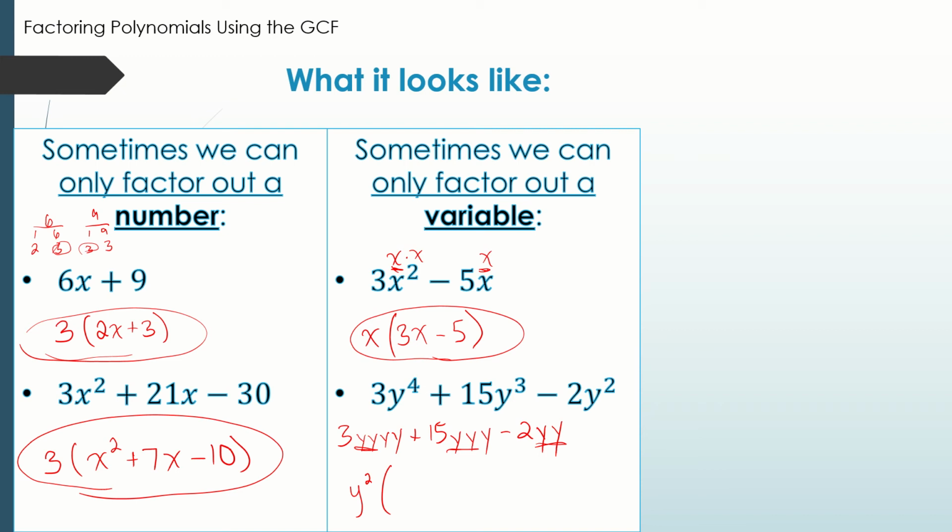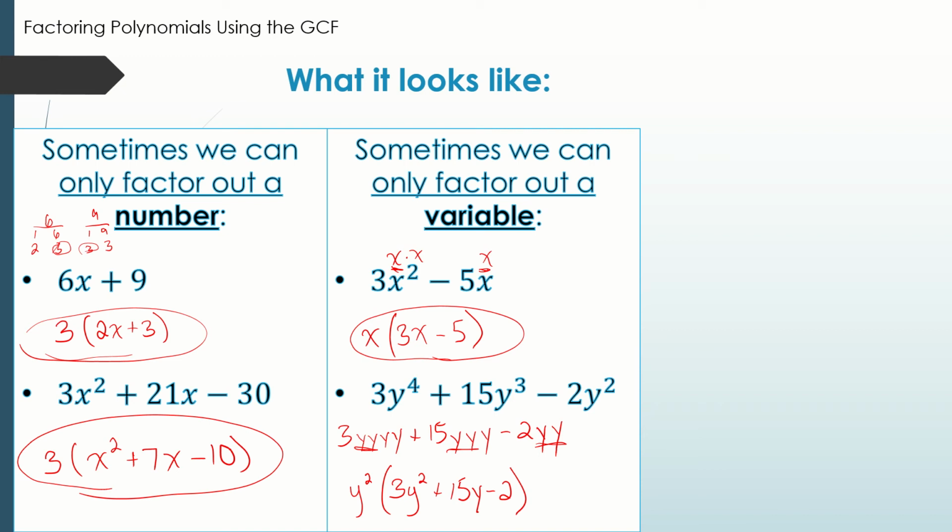And then I need to divide that out of every term. So 3y to the fourth divided by y squared leaves me with 3. I had 4 y's. I took 2 of them out. I am left with 2. So 3y squared. 15y to the third divided by y squared gives me plus 15y. I started with 3. I took 2 out. I have 1 left. Minus 2y squared. So negative 2y squared divided by y squared. I still have the negative 2. I started with 2 y's. I took 2 of them out, so there's none left in that term.